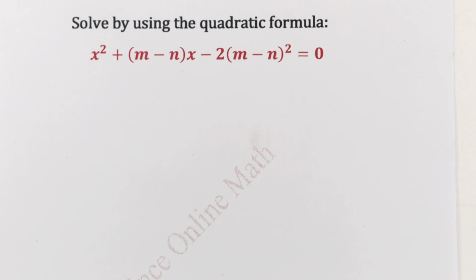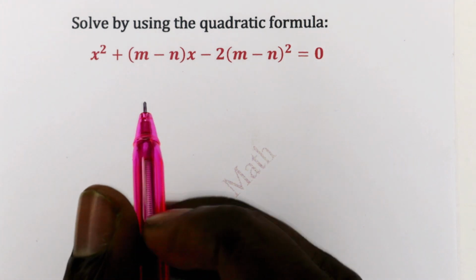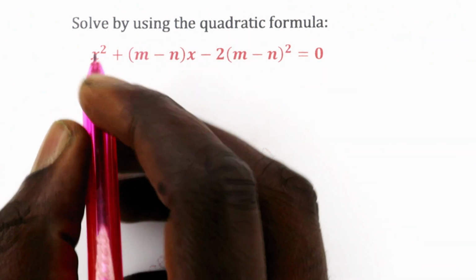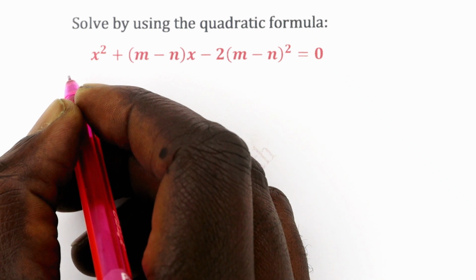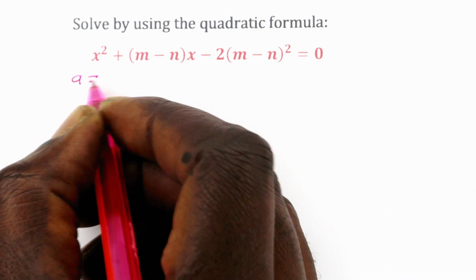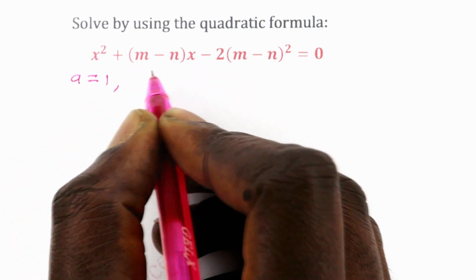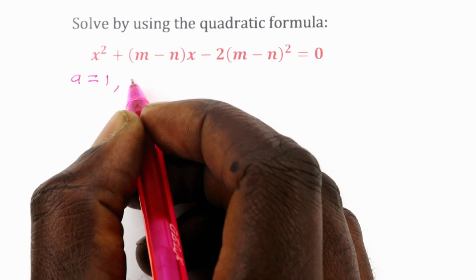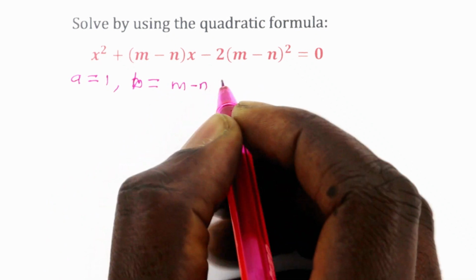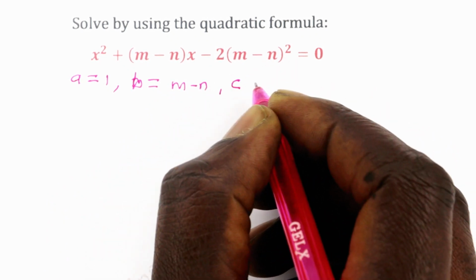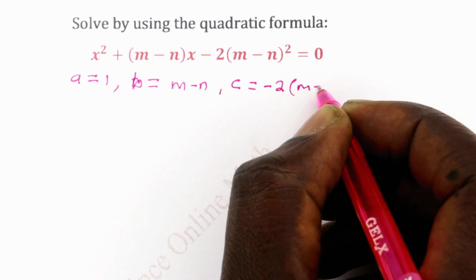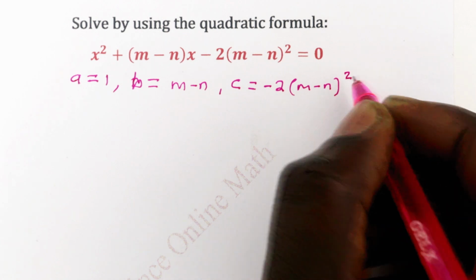So the first thing you need to do is just identify the constants that are normally in the quadratic equations. First of all, you got to identify the coefficient of x squared. In this case, that is 1. And the coefficient of x, which is referred to as b, and that is m minus n. And then the constant term, in this case, that is negative 2 into (m minus n) squared.